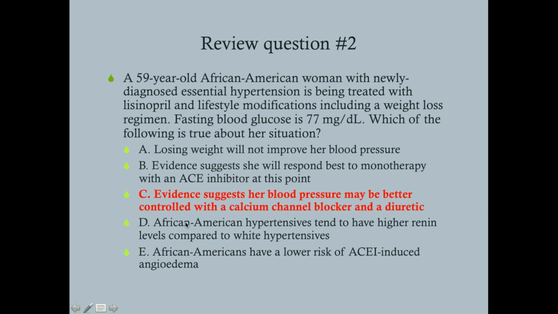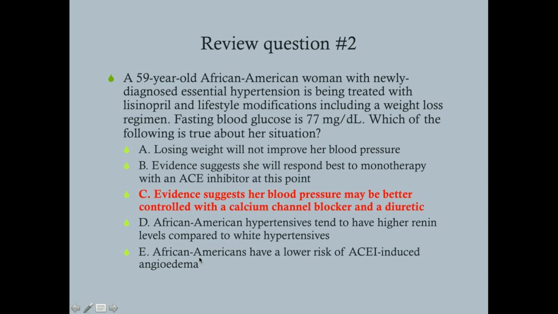Okay, why not D? Well, we already talked about this. African American hypertensives tend to have lower renin levels, and that's why the drugs that affect the renin-angiotensin-aldosterone system tend to not work as well for African Americans compared to everybody else. So that's why we prefer to give other medications that don't affect that system, that reduce the blood pressure in a different way, that use different mechanisms.